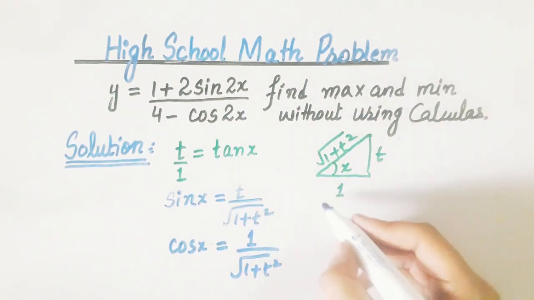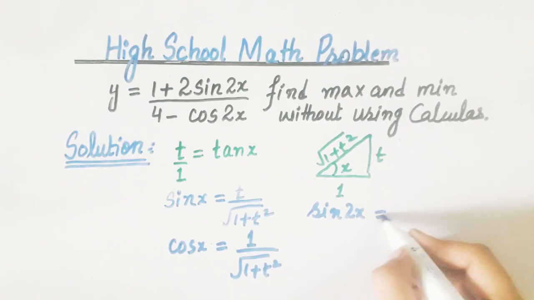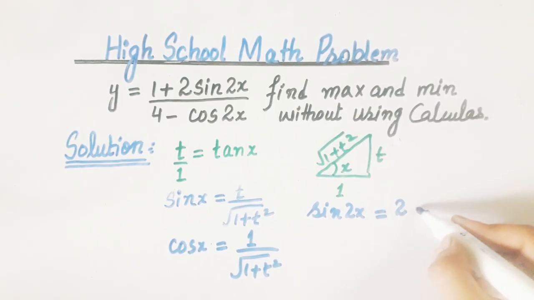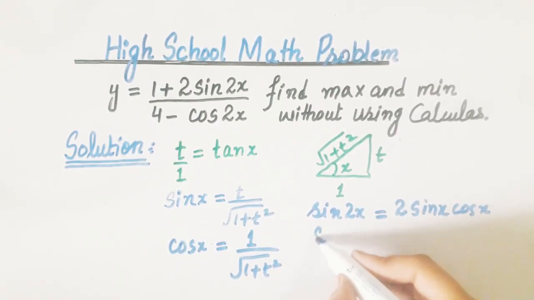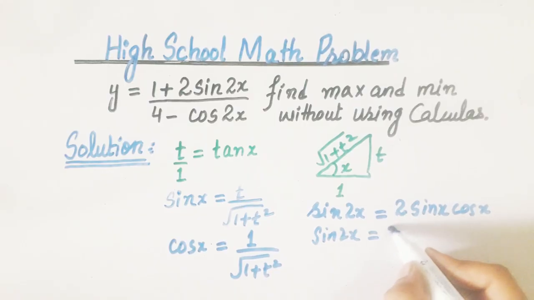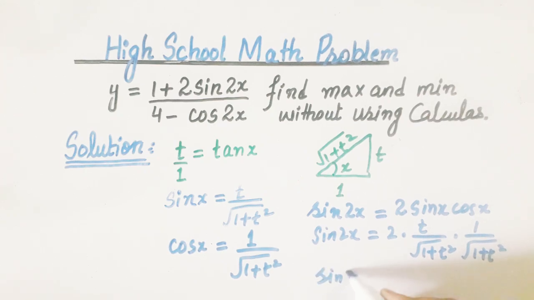Now we have sin 2x. So we apply the formula of sin 2x, that is equal to 2 into sin x cos x. So we will put the values from this. So we get sin 2x equal to 2 into sin x, that is t over square root 1 plus t square, and cos x is 1 over square root 1 plus t square. So we get sin 2x equal 2t divided by 1 plus t square.